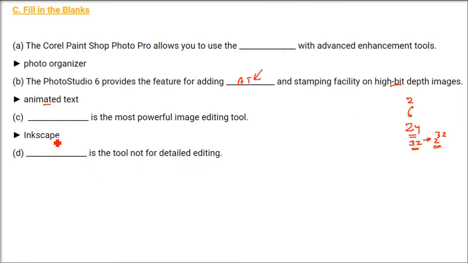Dash is the most powerful image editing tool. Now the answer is Inkscape, but you can have any. You can have a GIMP, you can have Photoshop, etc. Dash is the tool not for detailed editing. So you can name it here as say Paint. The answer can be Paint, right? Why? Because I just showed you Paint has some basic image editing that is sufficient most of the time. You don't need to have GIMP and Photoshop always.